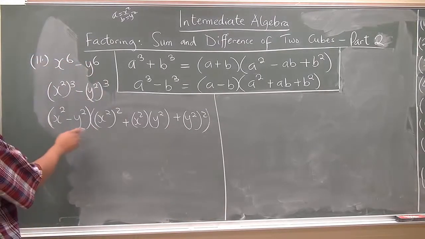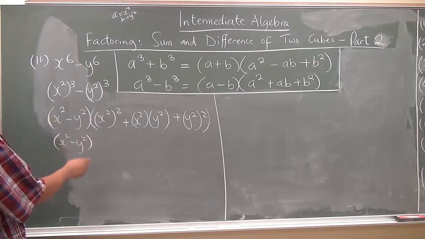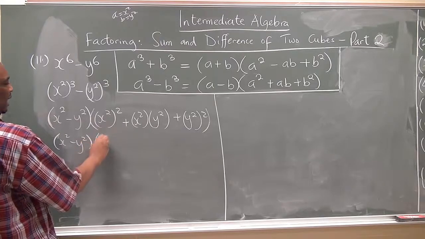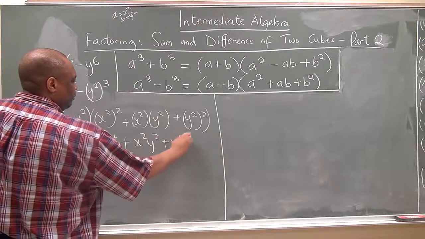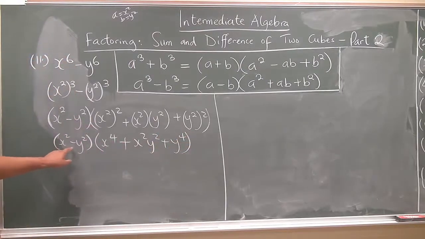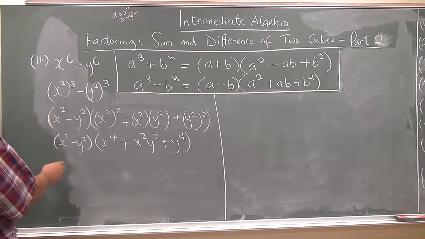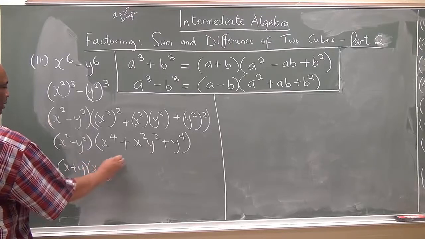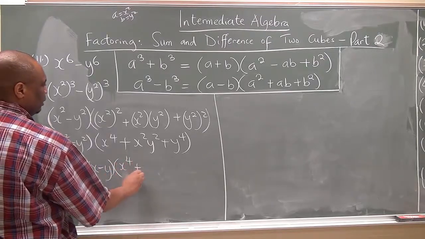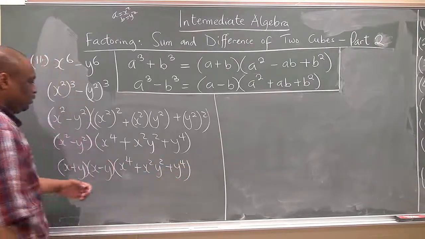Now, x squared minus y squared, we shall still get to this. Let's just find this first. This is x^4 plus x squared y squared plus y^4. We still have something to do here because x squared minus y squared is a difference of two squares. Remember, it's the product of their sum and their difference. So this is x plus y times x minus y times x^4 plus x squared y squared plus y^4, and this becomes your answer.